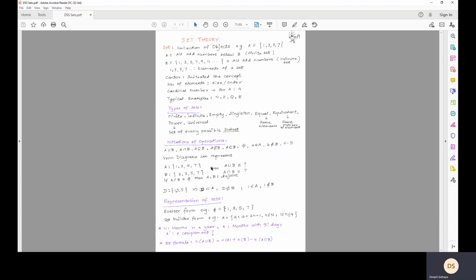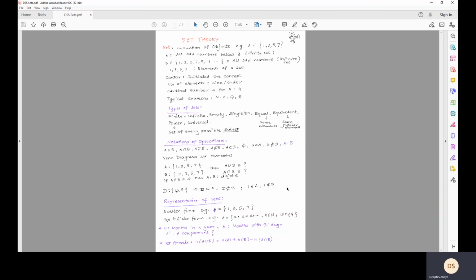Now, here, the element 1 belongs to the set A. This is what is represented here. Similarly, the element 1 does not belong to B. This is what is represented in this notation.